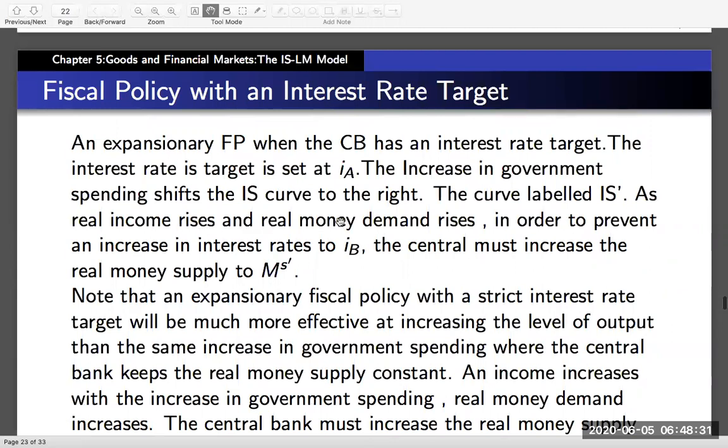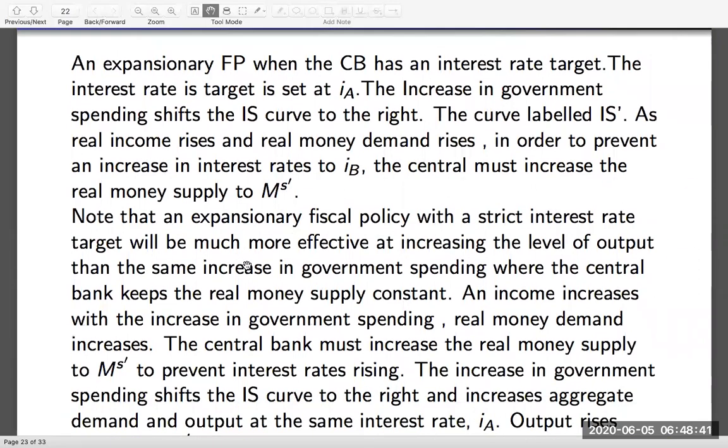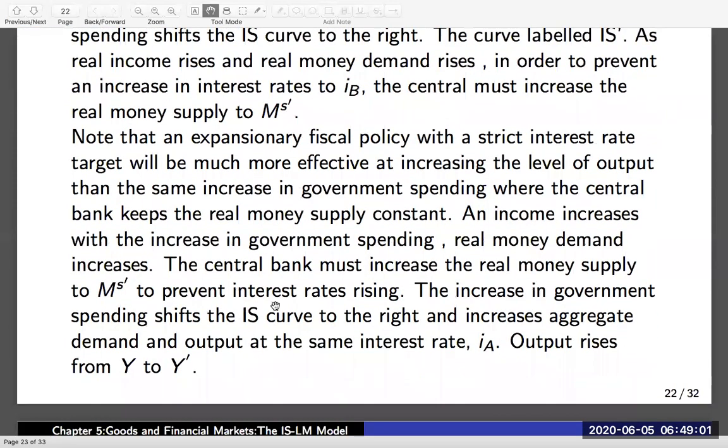As real income rises and real money demand rises, in order to prevent an increase in the interest rate to iB, the central bank must increase real money supply. So you need to keep in mind that expansionary fiscal policy with a strict interest rate target will be more effective at increasing the level of output than the same increase in government spending when the central bank keeps the money supply constant. So with an income increase from the increase in government spending, real money demand increases as well. The central bank must increase the real money supply, MS, to prevent the interest rate rising.